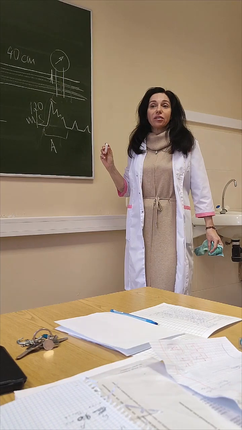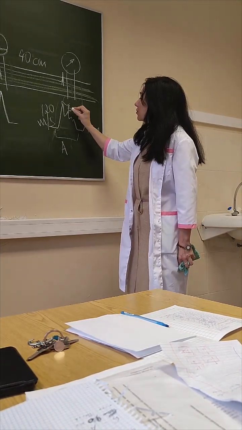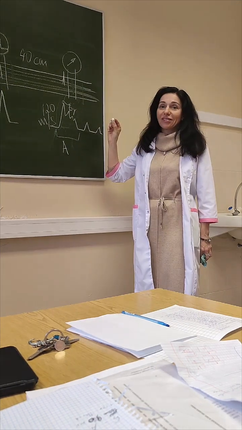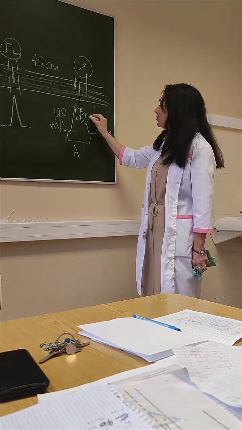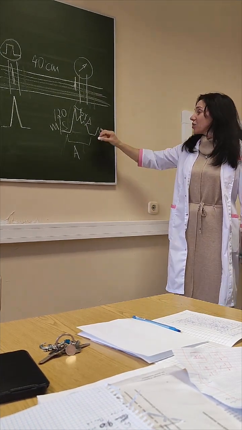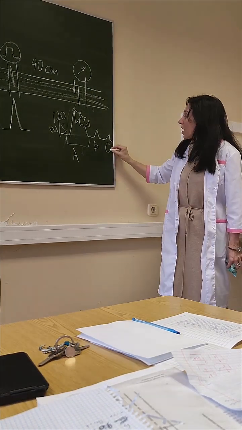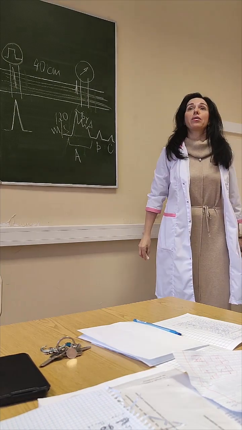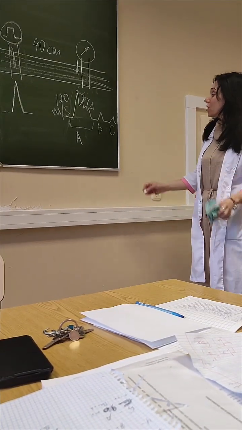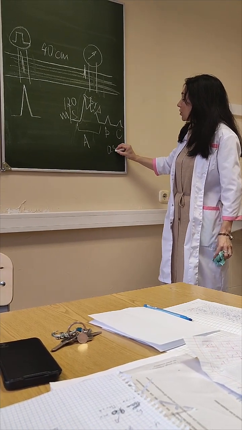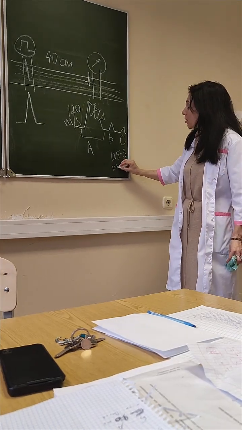Alpha, next letter of the Greek alphabet, Beta. Next, Gamma. Next, Delta. Next group B, the last C. C fiber has the lowest velocity, about 0.5 until 3 meters per second.